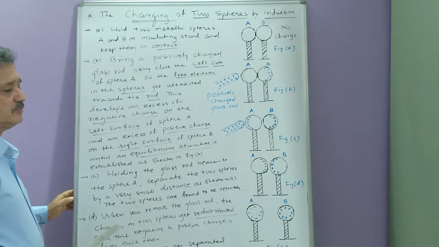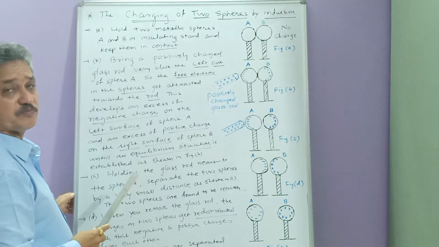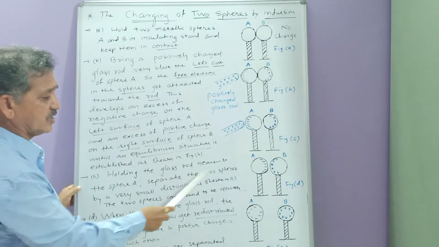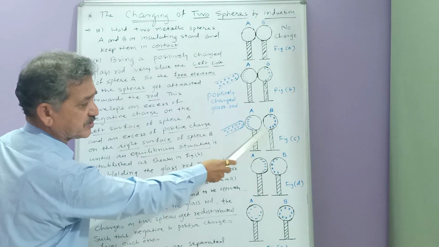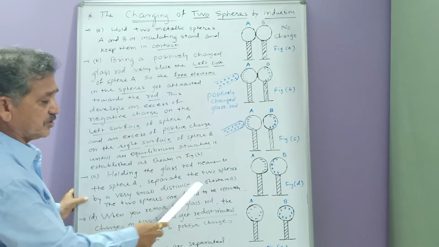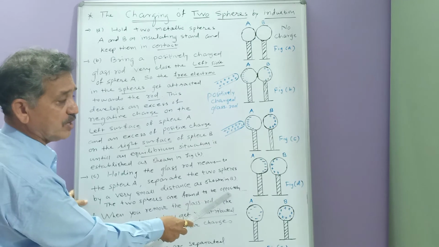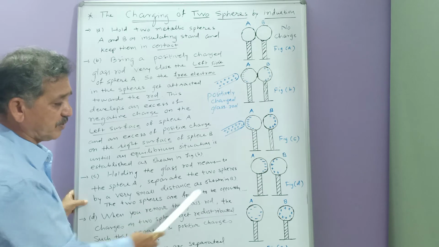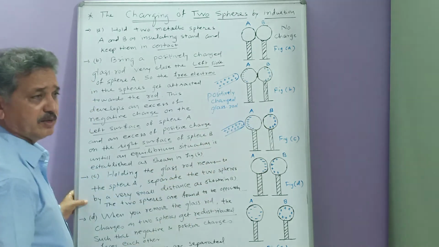Thereafter, in order to keep the charges on spheres A and B as they are, we have to hold the glass rod near sphere A and make a slight separation between the two spheres. Separate the two spheres by a very small distance as shown in this figure. The two spheres are found to be oppositely charged. One having positive charge, another having negative charge.